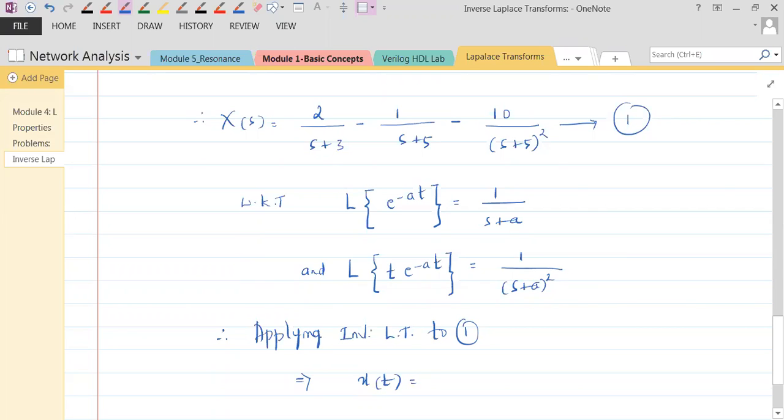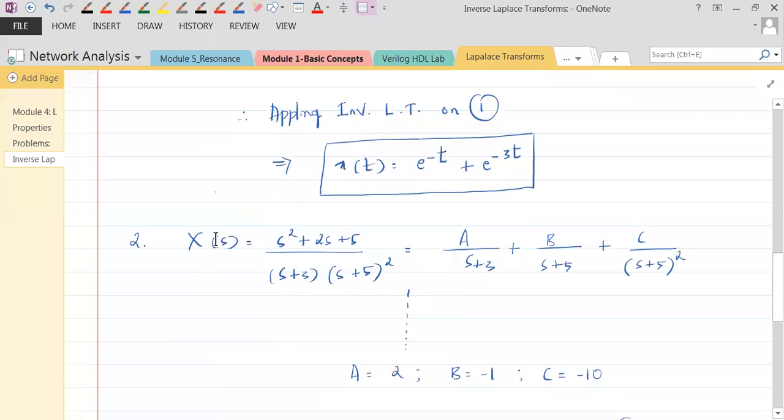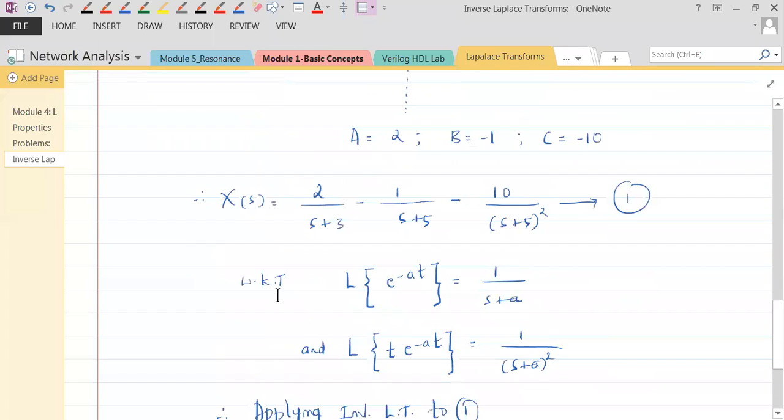Inverse Laplace transform of 1 by s plus 3, 2 you keep aside, and inverse Laplace transform of 1 by s plus 3 is e power minus 3t. Similarly, the second term would have e power minus 5t. The third term is minus 10 t into e power minus 5t, because there is square in the denominator. So this is how we obtain the inverse Laplace transform given X of s. Understand this?